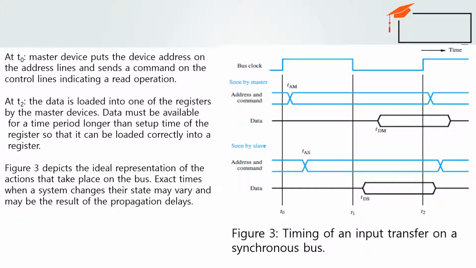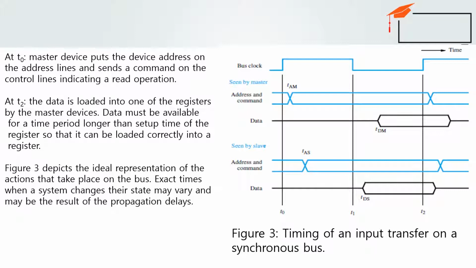The width of the clock pulse T1 to T0 must be longer than the maximum propagation delay over the bus, and long enough so that all devices can decode address and control signals, and slave devices can respond at time T1 by putting the requested data on the data lines. At T2, the data is loaded into one of the registers by the master device.